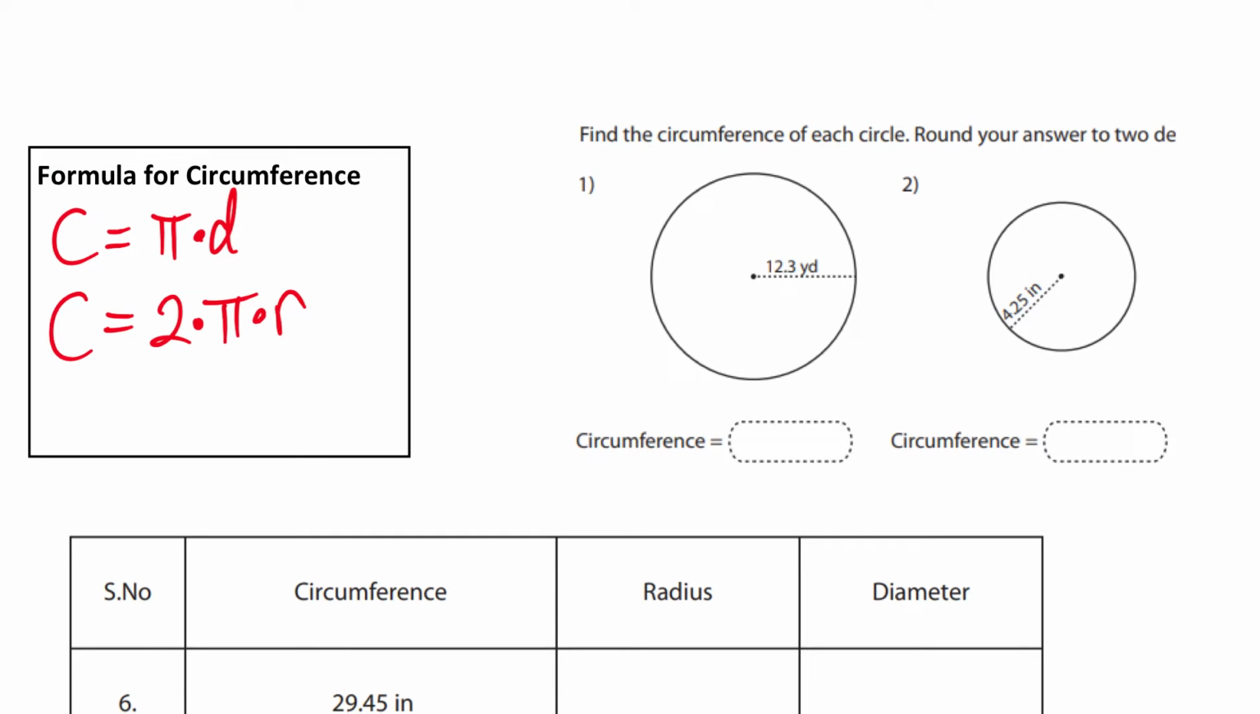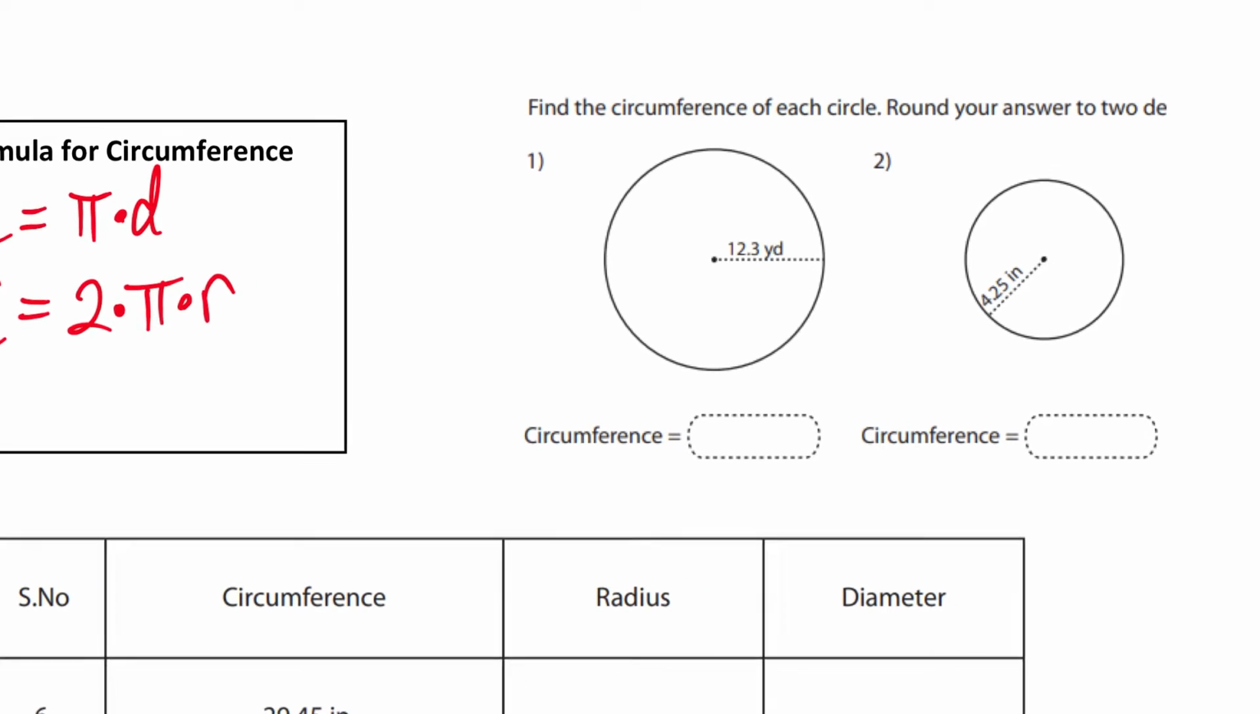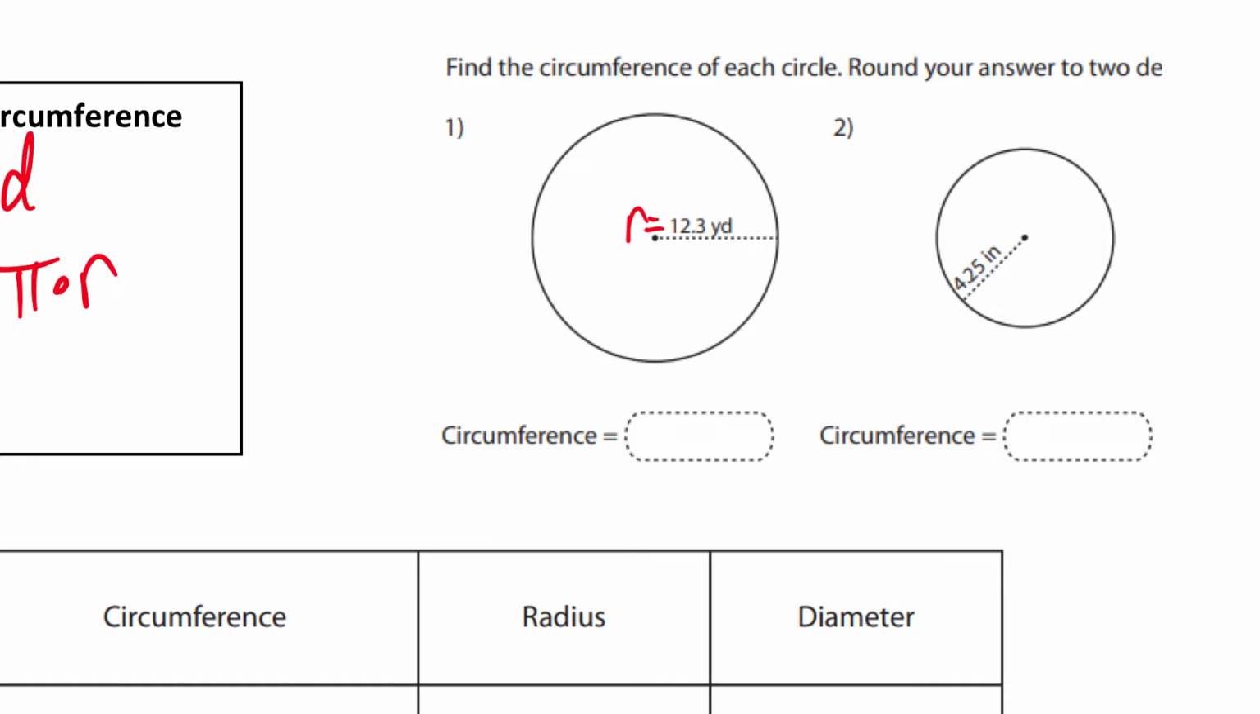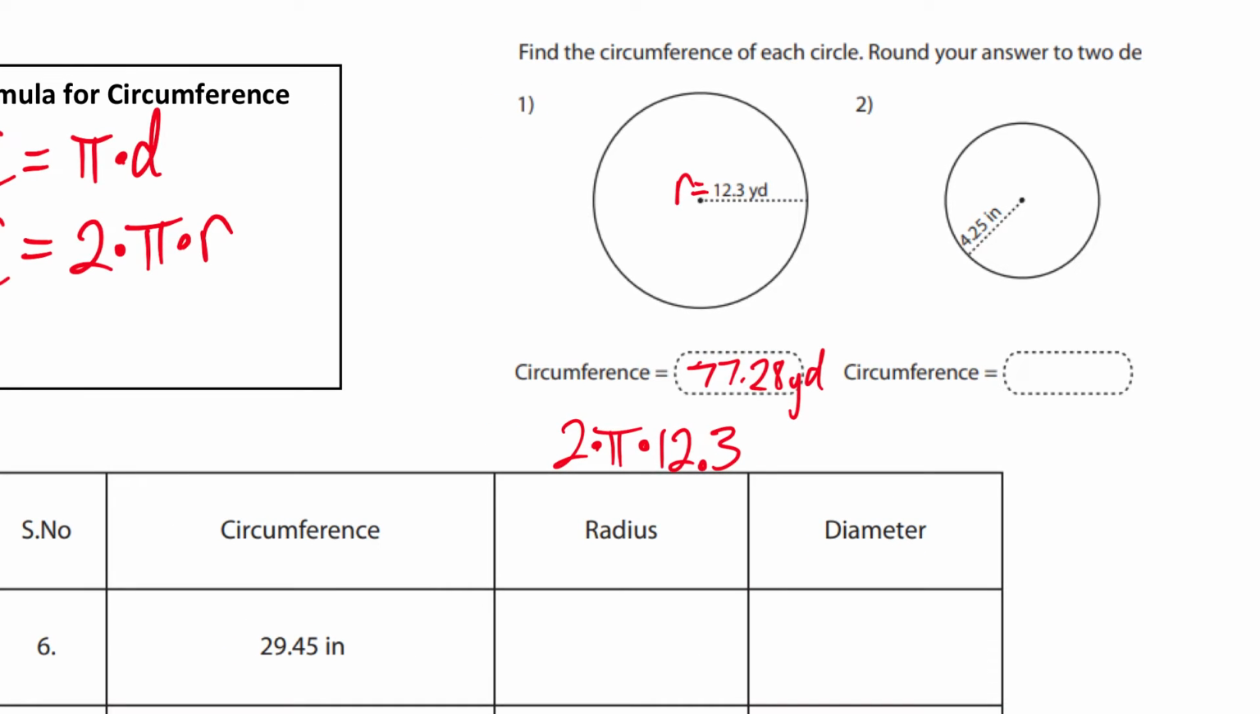Okay, so on this first one, just simple, look for the circumference. So that 12.3, is that the diameter or radius? Radius. That's the radius, obviously, so we're going to go 2 pi times 12.3. Okay, 77.28 yards. Yeah, we're just going to do it like that.